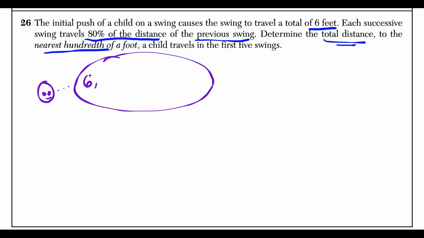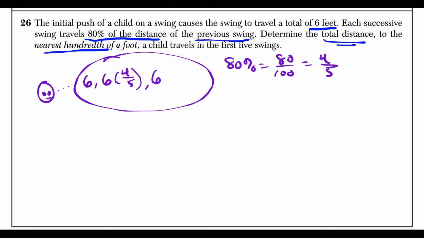The first swing is going to go 6 feet, and then it's going to go 6 times 80%. When I hear 80%, I think 80% is the same thing as 80 out of 100, and this fraction reduces to 4/5. So I would prefer to write this as times 4/5. The second swing would be 80%, or 4/5, of the first swing. Then it would be another 80%, which means multiply by 4/5 again, giving us 4/5 times itself, or 4/5 squared. So you can see the trend here. I could add this up 5 times and just keep going down the line.